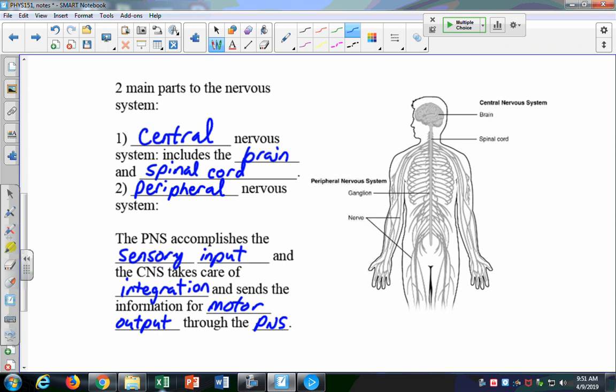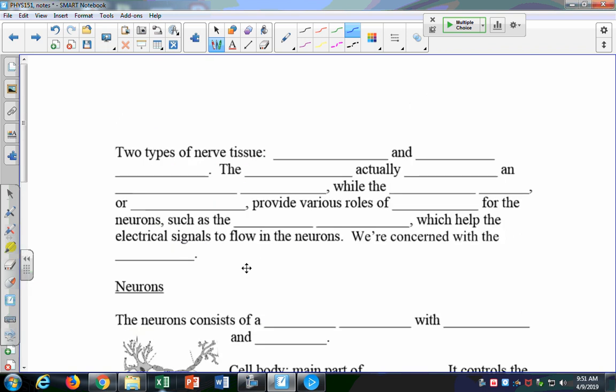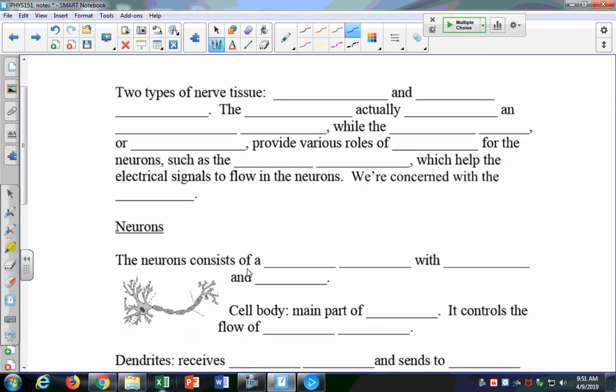We have two types of nerve tissue. Neuron and support cells. Y'all looked at the nervous system in this way? Some of you have in anatomy. So you have the neuron and support cells. The neurons actually transmit the electrical signal.